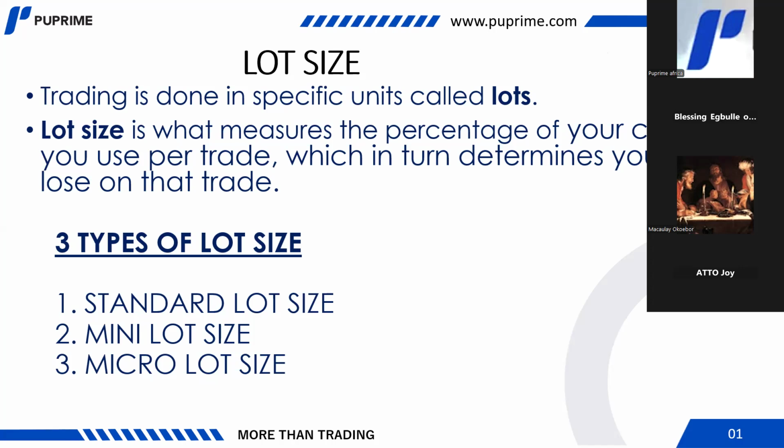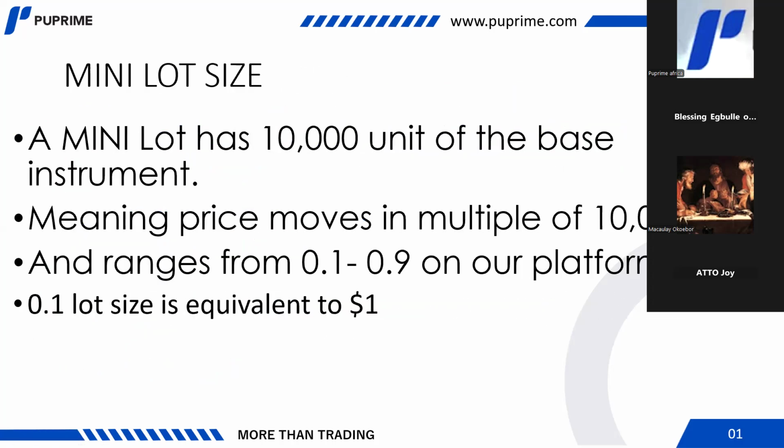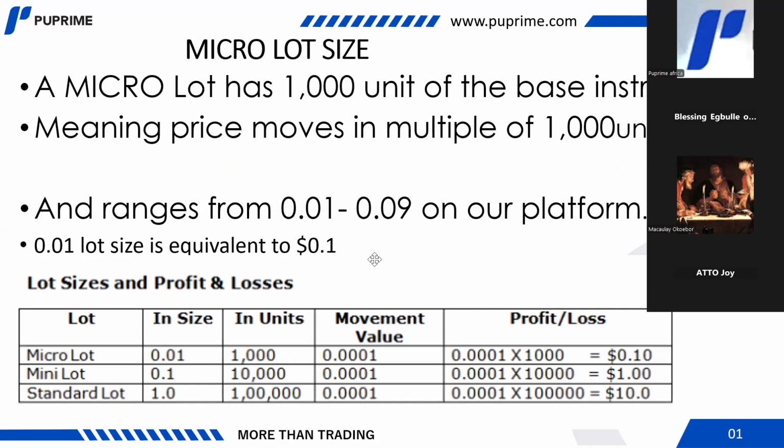There are three types of lot sizes. We have the standard lot size, the mini lot size, and the micro lot size. For the standard lot size, one pip is valued at $10. For the mini lot size, one pip is valued at $1. And for the micro lot size, one pip is valued at 10 cents.